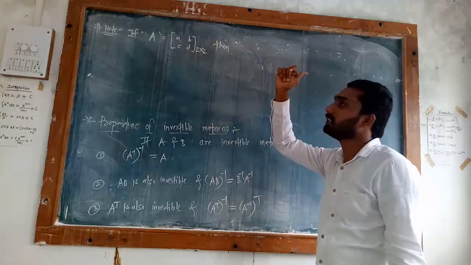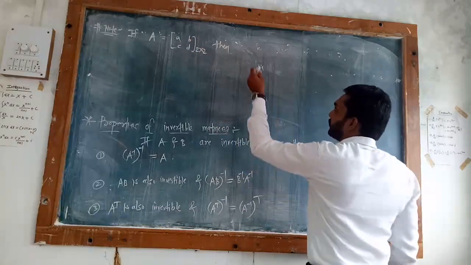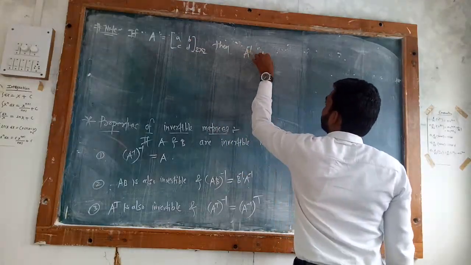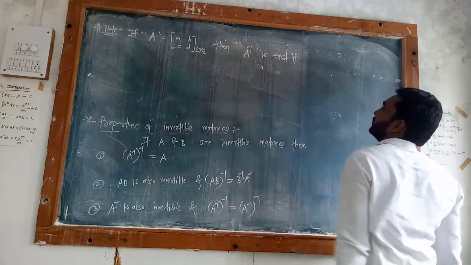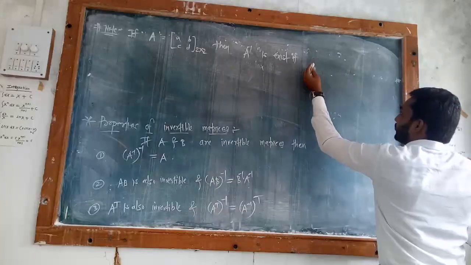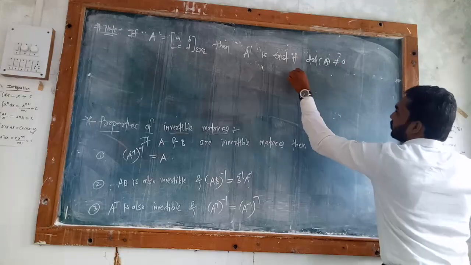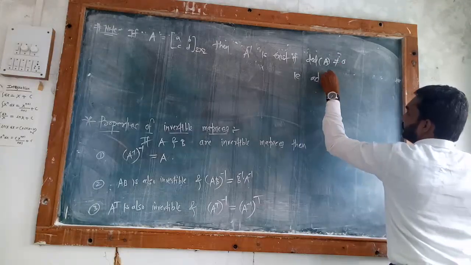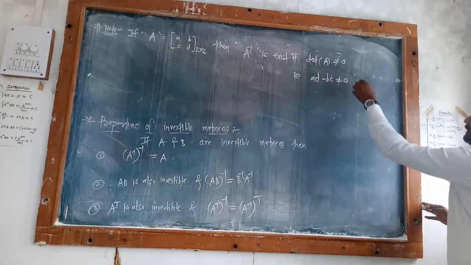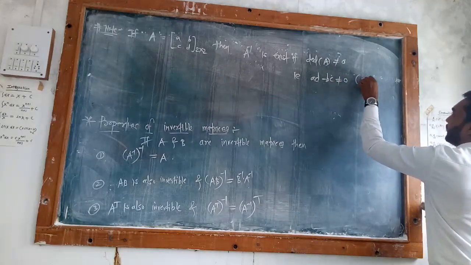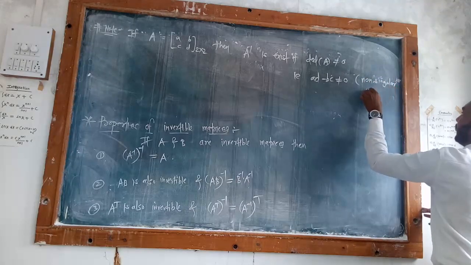This matrix is invertible when the determinant of that matrix is non-zero. Then A inverse exists if the determinant of A is non-zero. What is the determinant? AD minus BC is non-zero. That means AD minus BC non-zero implies a non-singular matrix, right? That is a non-singular matrix.